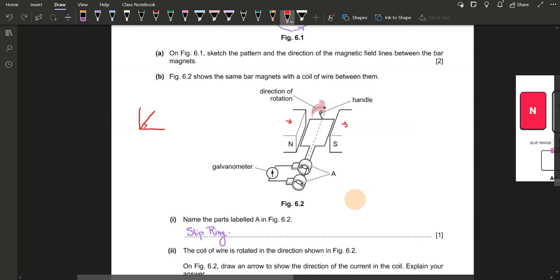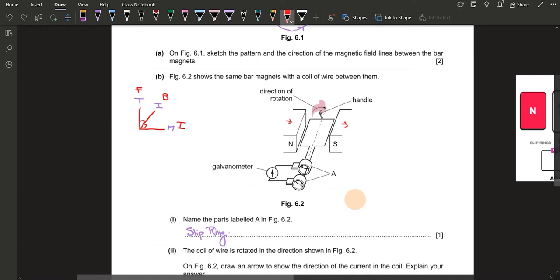And you have 90 degrees in between. You're using your left hand. Of course, I can't show it here, but you have to use it here. And this is going to be your thumb, this is going to be your index finger, and this is going to be your middle finger. So we know that this is F, which is force, B, which is the direction of the magnetic field, and I, which is the direction of the current.